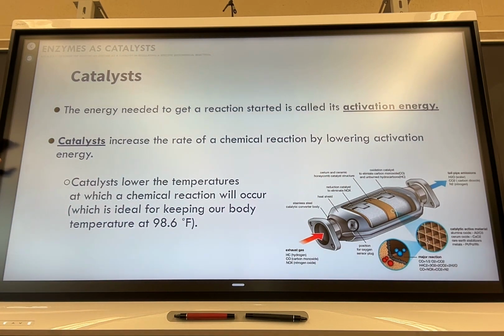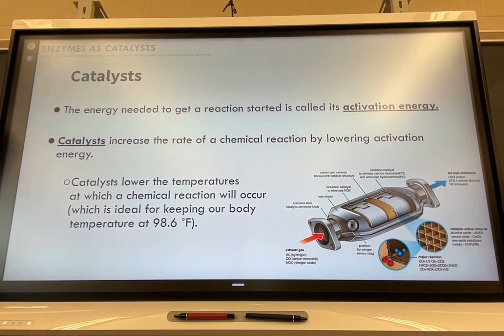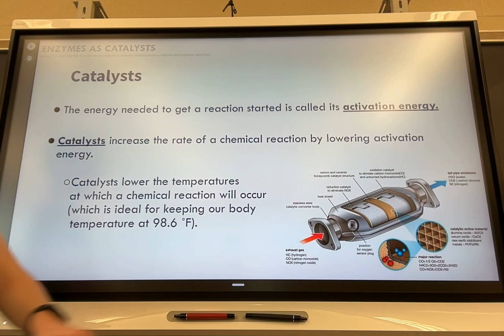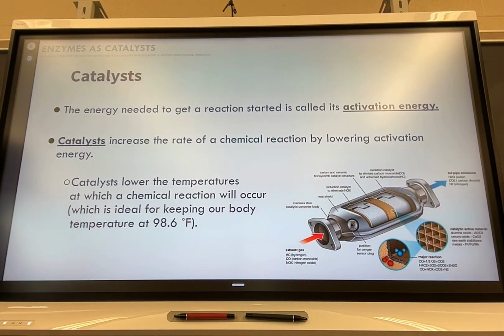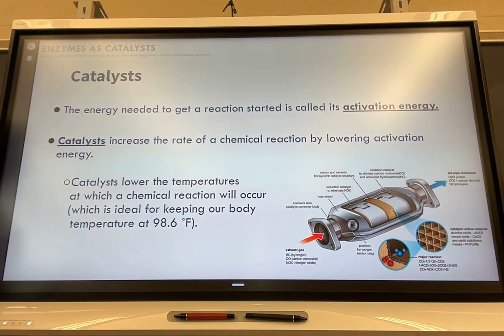So these catalysts cause the rate of reaction to be faster, because they are reducing the amount that you have to put into the actual reaction. We see this a lot in our everyday lives in catalytic converters. Catalytic converters use a couple different metals that will convert the toxic carbon monoxide and nitrogen oxide from your car's exhaust into slightly less harmful carbon dioxide and nitrogen gas.